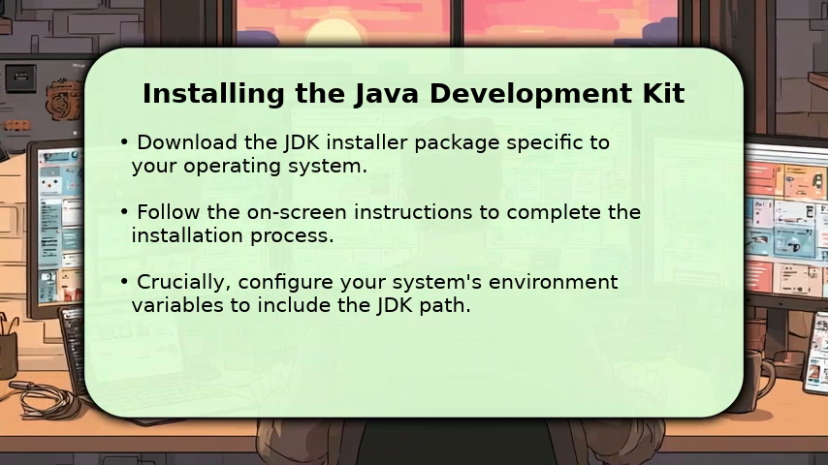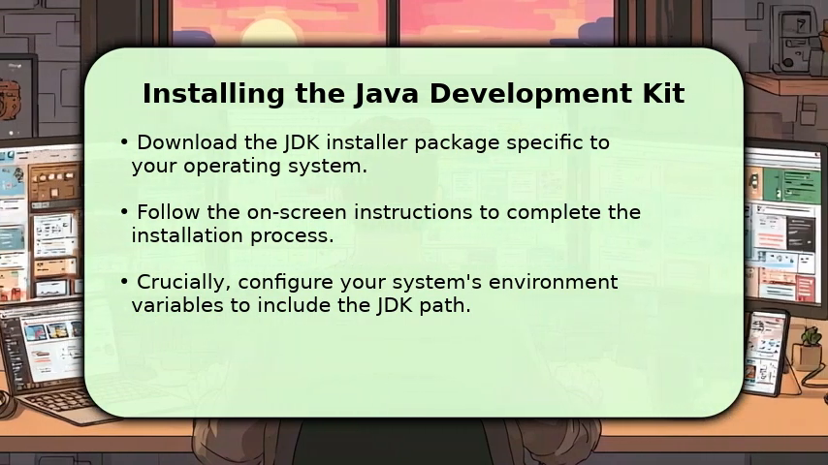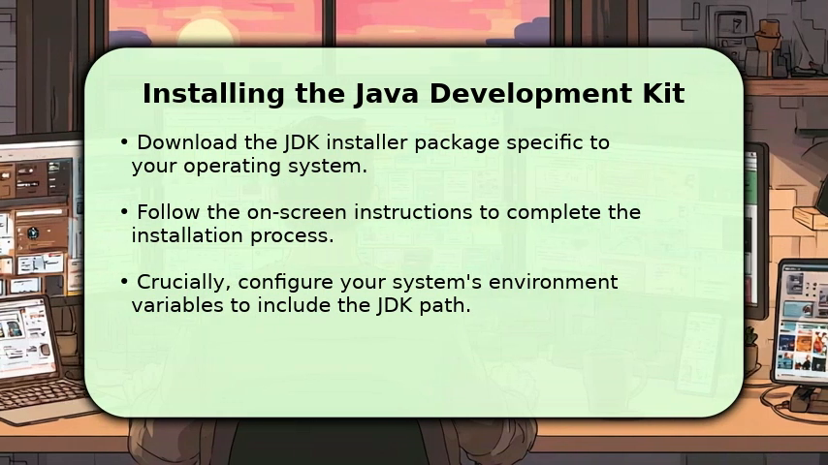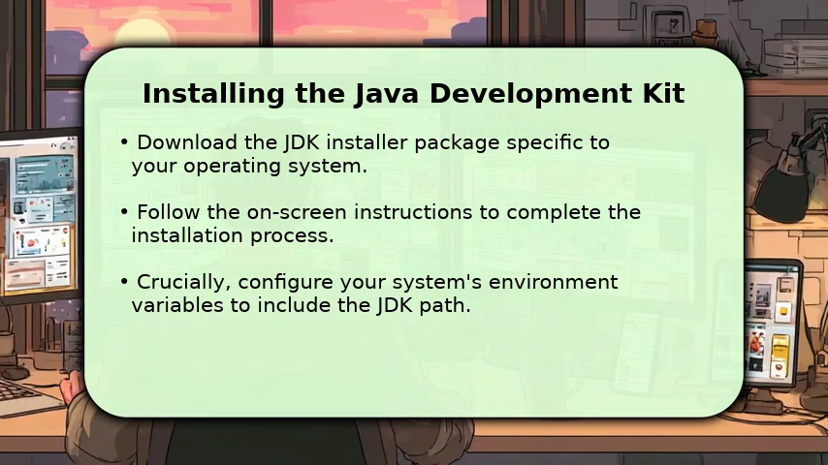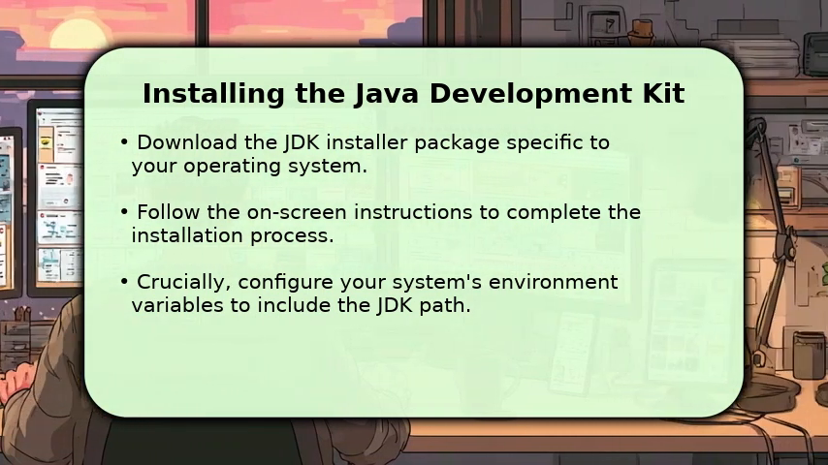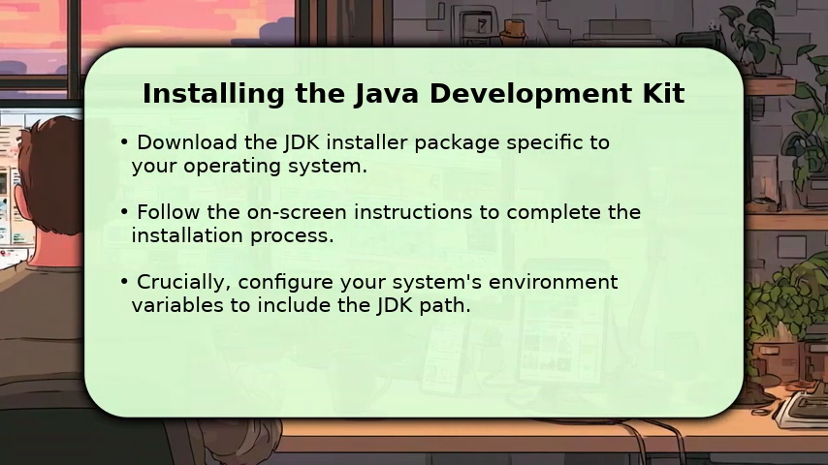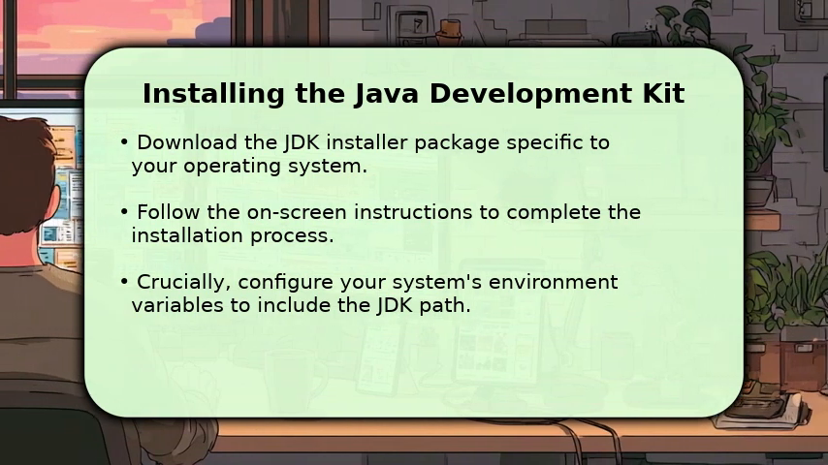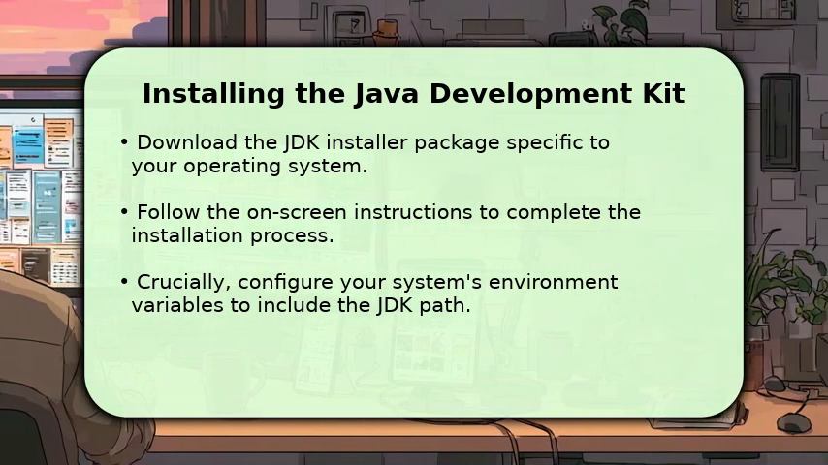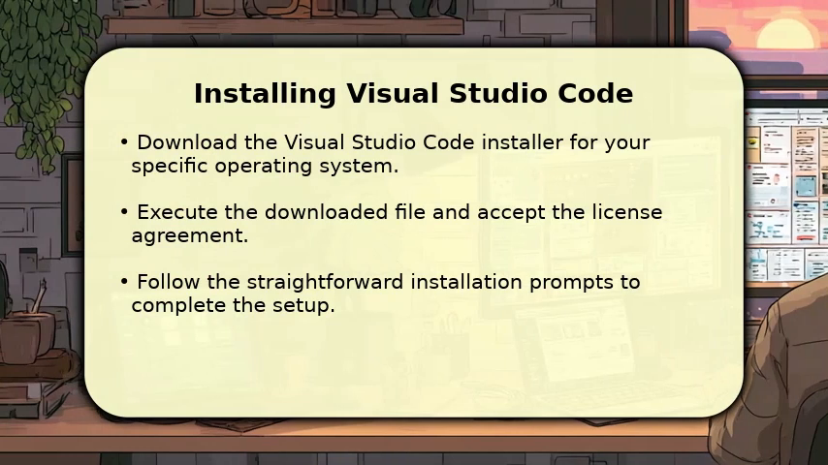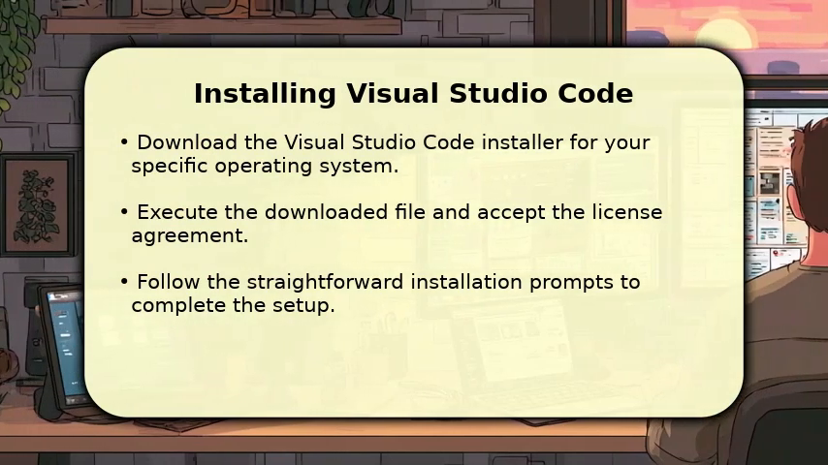After installation, it is vital to set your Java home environment variable and add the JDK's bin directory to your system's path variable. This step allows your operating system to locate Java commands from any directory, ensuring smooth compilation and execution. Now let us install Visual Studio Code itself.